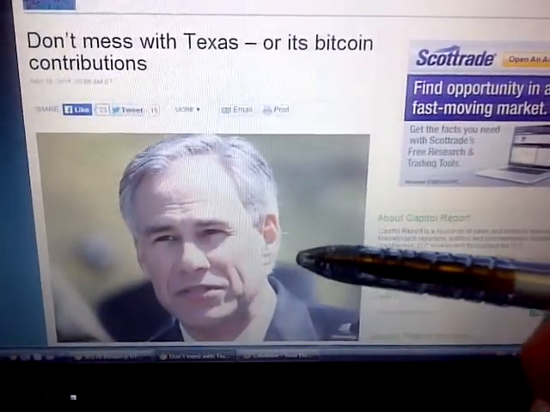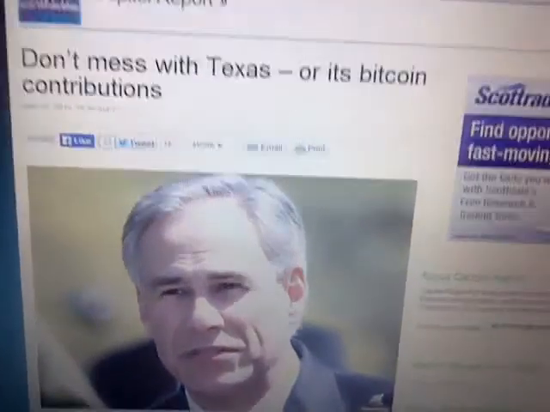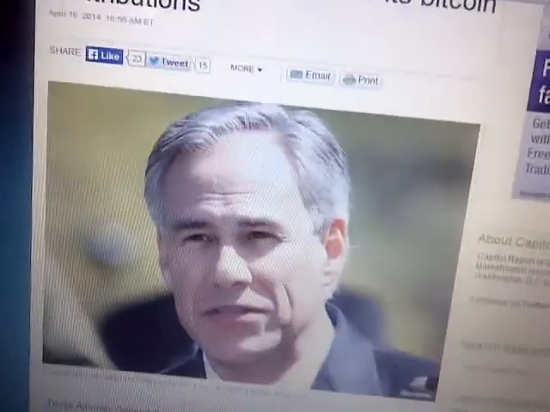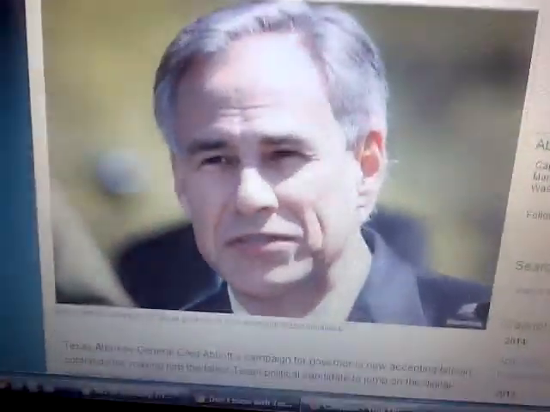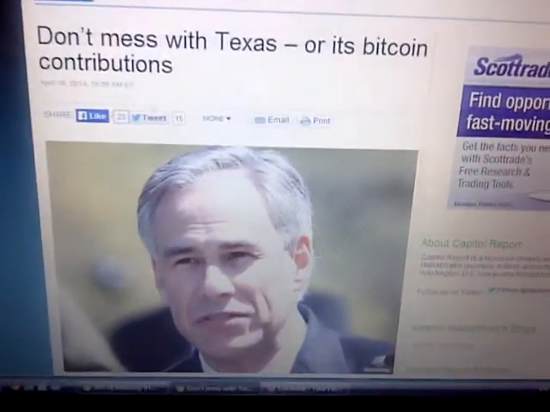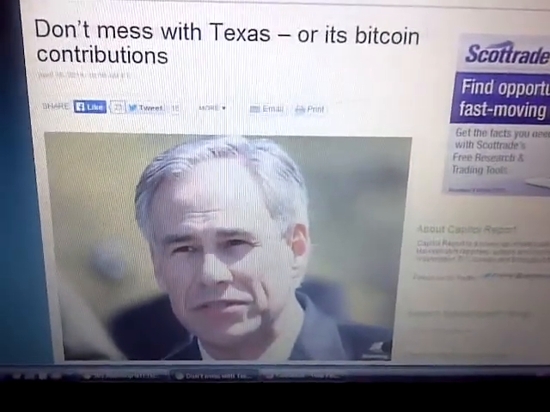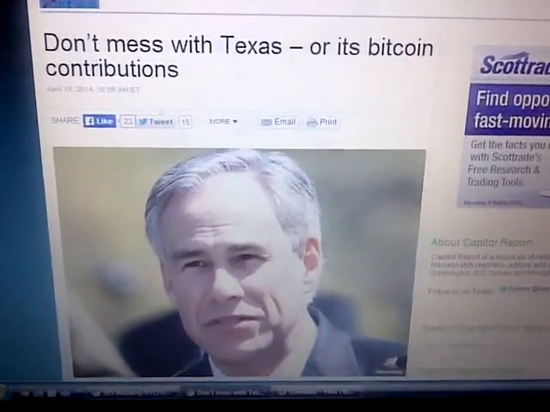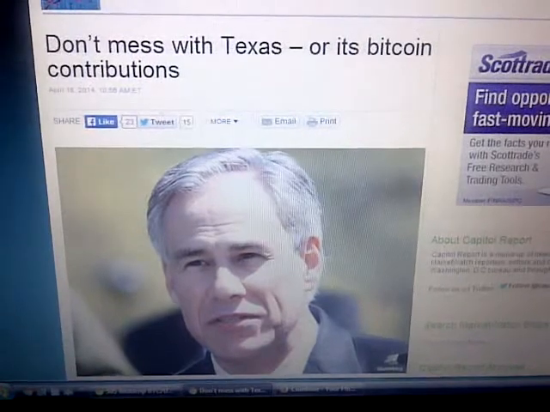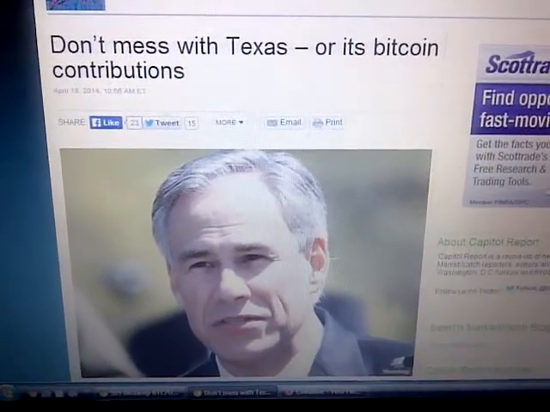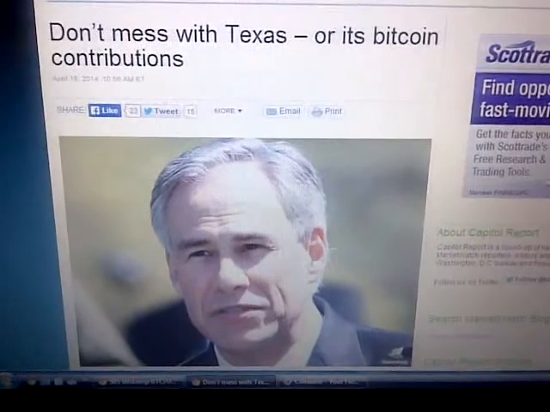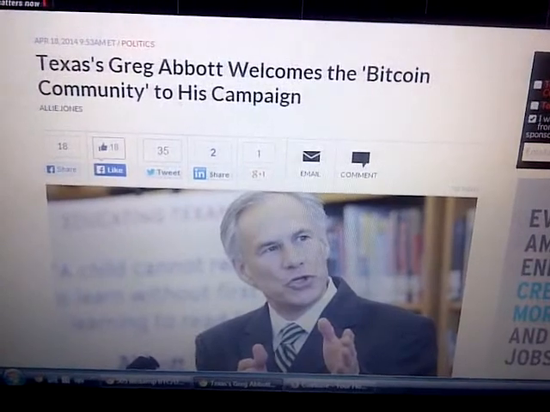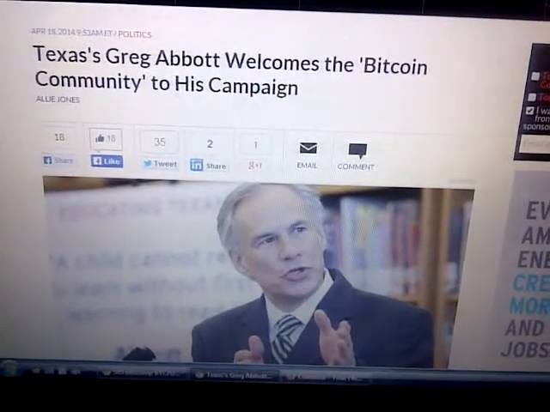Let me see here. Who is this person? I think this guy's name is Greg Abbott. He's running for governor. He's accepting Bitcoins as contributions, and this has to do with Texas, and I live in Texas, so don't mess with Texas or its Bitcoin contributions. And here's another article about that. Oh, there he goes. Texas's Greg Abbott welcomes the Bitcoin community to his campaign.